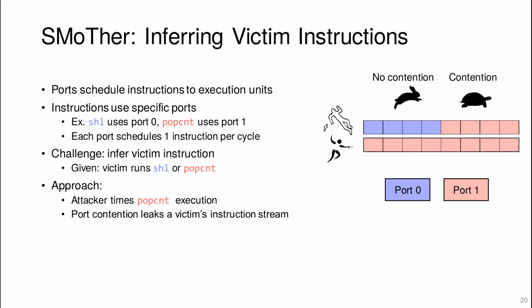If execution is slow, it means that the attacker is picking up on port contention caused by a co-located victim that is, say, also executing pop counts. Otherwise, if execution is fast, it means that the victim is executing something else. So, for instance, shift left on a different port. That is our side channel through which we can leak information from a victim, and we call this side channel SMOTher from SMT, the Intel's hyper-threading technology.